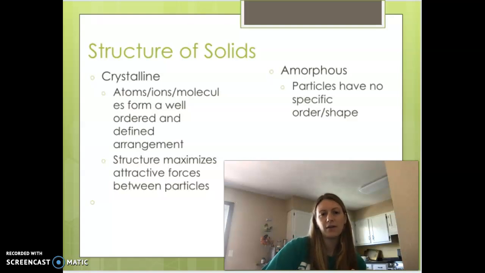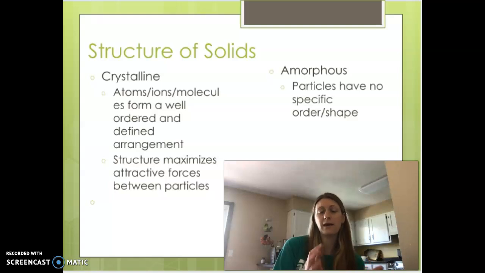So you can have either a crystalline structure or amorphous. If we're talking a crystalline structure, the atoms or ions or molecules form a very well-ordered and defined arrangement that'll maximize the attractive forces between the particles. If you think about salt or sugar, these are crystalline. When we look at them under a microscope or under a magnifying glass, or even if you just have really good eyesight, you could go to a well-lit area and see it yourself. You can see that there's a very specific pattern in the way that the crystals of sugar or salt look.